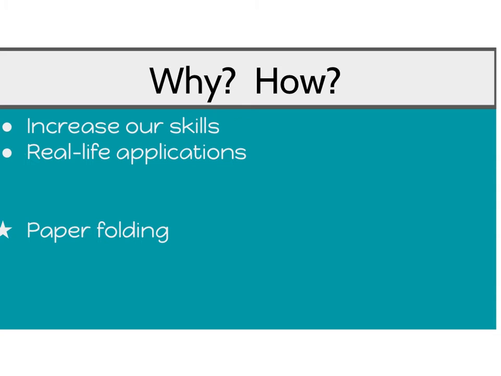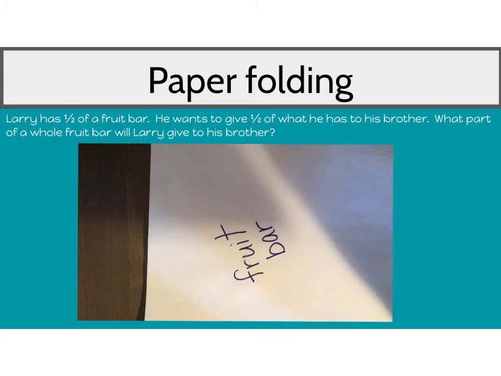So you might be asking, how in the world are we going to do this? Well, you'll notice that I have paper folding. So hopefully that's going to make sense here in a minute, but that is going to be our strategy that we are going to start with. So for our first problem, you can see at the top, it says Larry has 1/2 of a fruit bar. He wants to give 1/2 of what he has to his brother. What part of a whole fruit bar will Larry give to his brother?